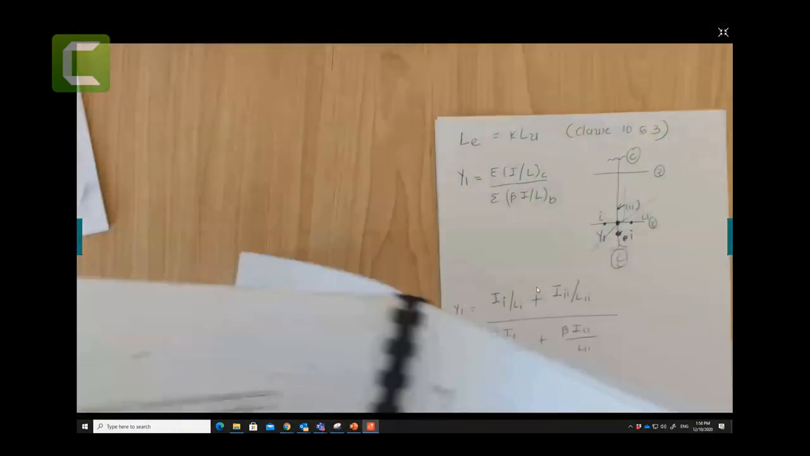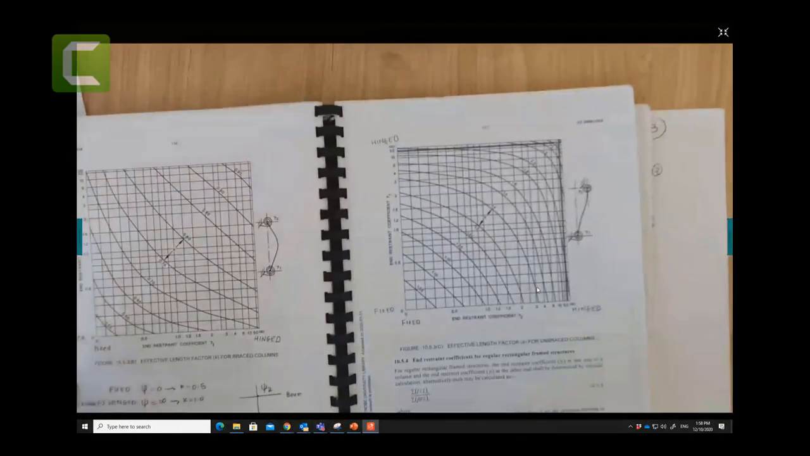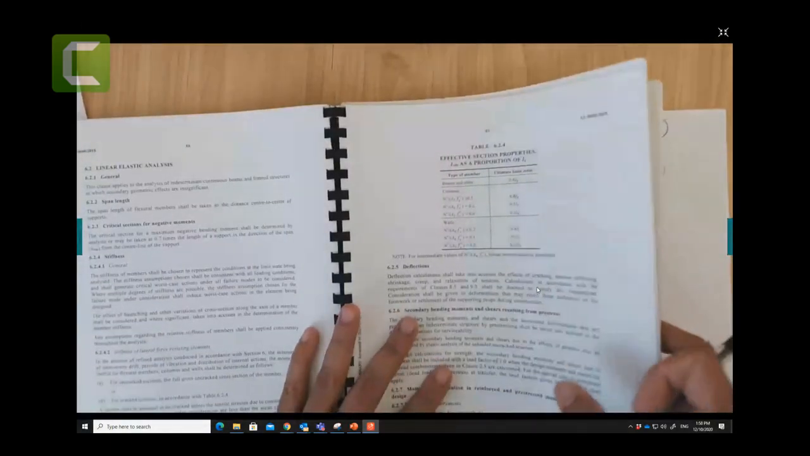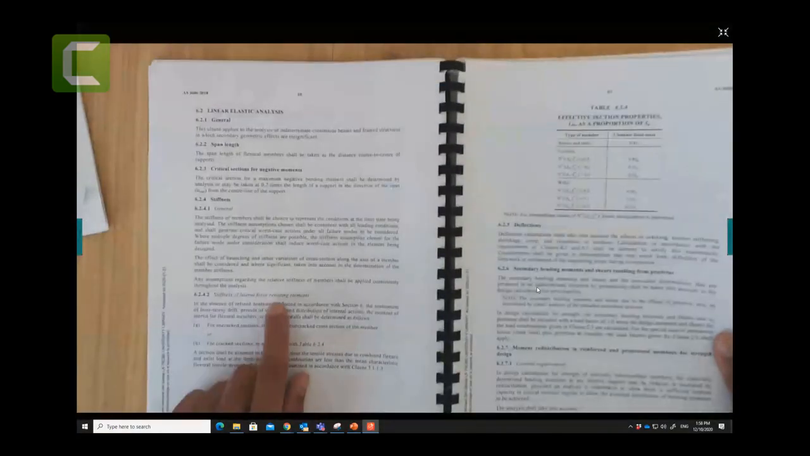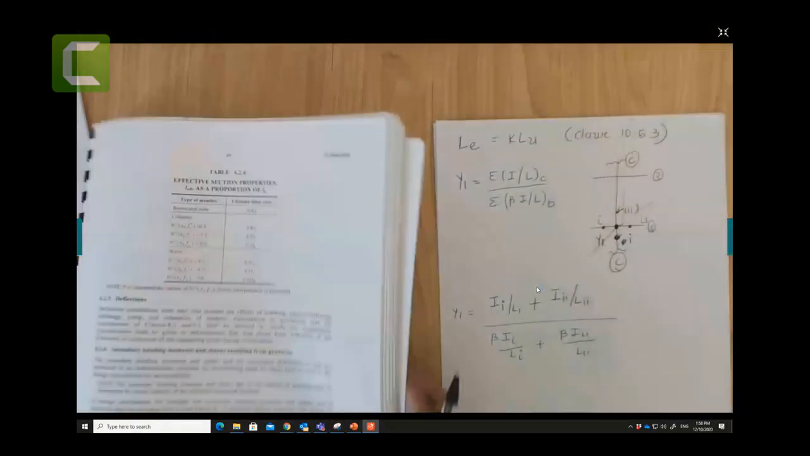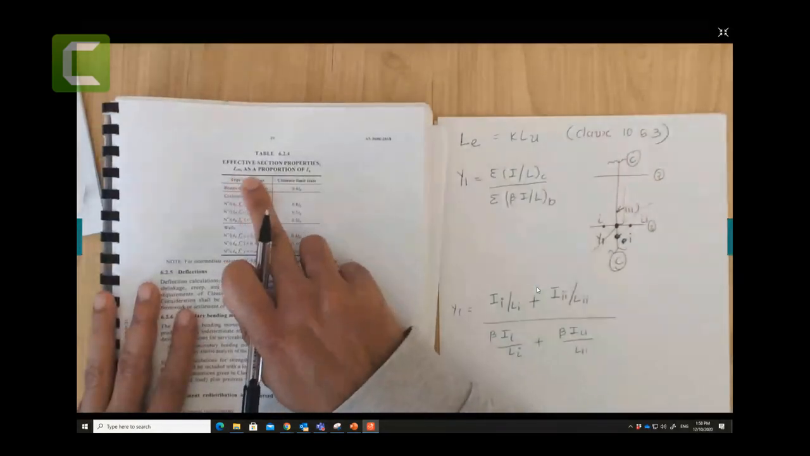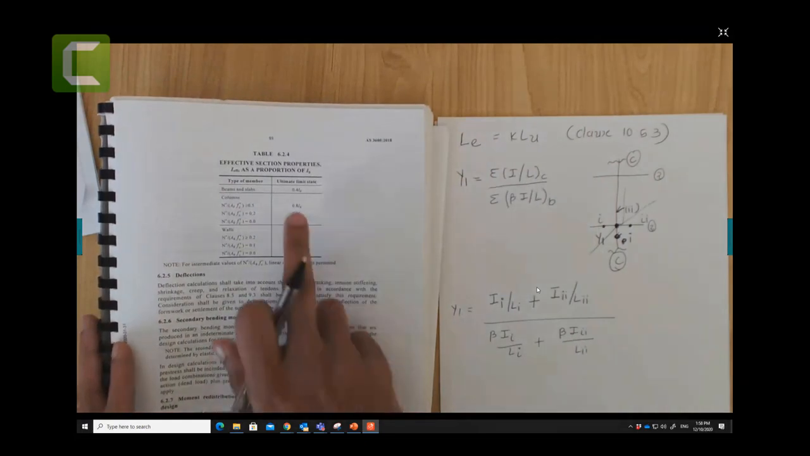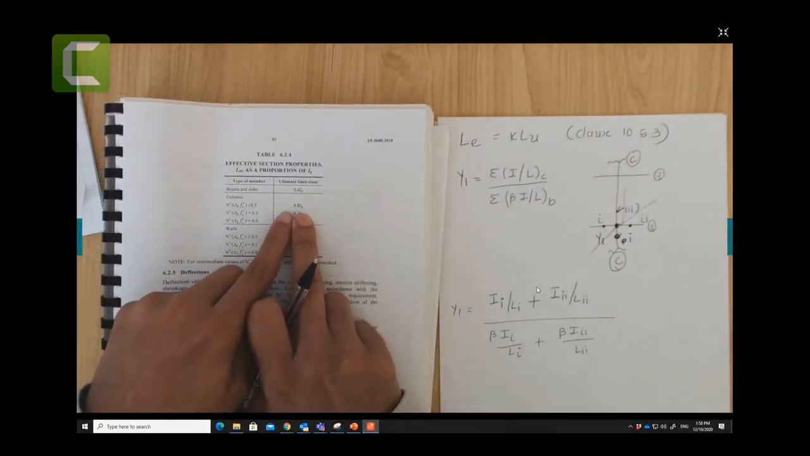Now there is one table that I would like to introduce to you. That is called table 6.2.4. We need to go to this section, 6.2.4. There you go. This is called stiffness of laterally force resisting element. For the stiffness of these cross sections, we need to use this effective section property, I effective as a proportion of I gross. So what it says is that you need to use 0.8 of IG.